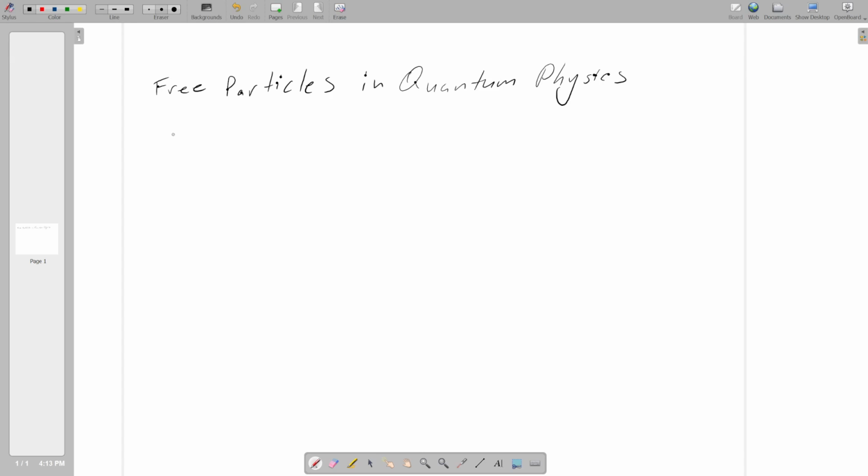But the free particle, of course, is very similar to the previous example of the infinite square well, except the potential is simply zero everywhere, rather than just in a square well. So it's just a particle going around, pretty self-explanatory, all things considered.